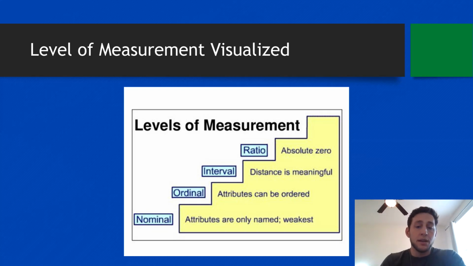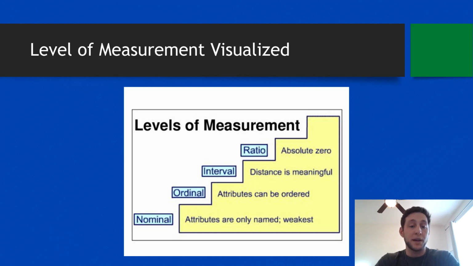At the nominal level, attributes are only named. You can only determine the name of the variable you're after. For instance, hair color. That would be pink, red, blue, what have you. That's the nominal level. This leads us to the ordinal level. So if you're at the ordinal level, you've already attained the nominal level. You can already be named. However, at the ordinal level, you can also be ordered in some meaningful way.